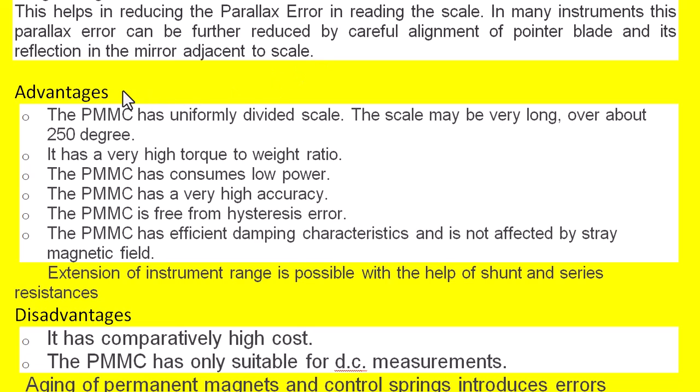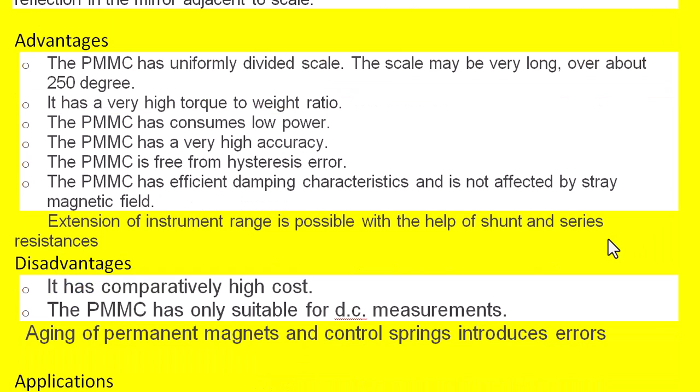The advantages of the PMMC instrument are that its scale is very uniform throughout the dial, it has a very high torque to weight ratio, it consumes very little power, and it also shows high accuracy because it is used in DC systems. So the frequency is 0, so automatically the hysteresis loss is also 0, and it has efficient damping characteristics so that it will not be affected by stray magnetic fields.